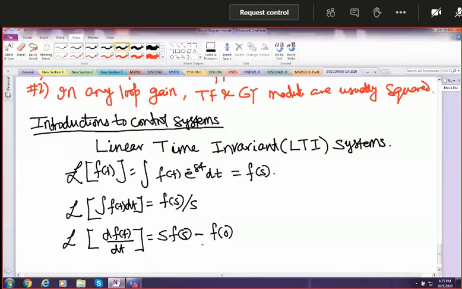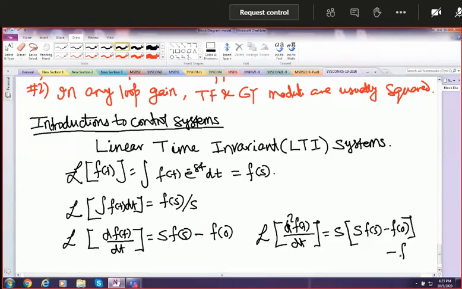If you have the square, the Laplace transform of d square f(t) by dt square, again we multiply like this: s into the Laplace transform, s F(s) minus f(0), minus f dash 0. So the input and output are different, right? This is f(t), that is F(s). That is the function in time domain, that is the function in s domain.